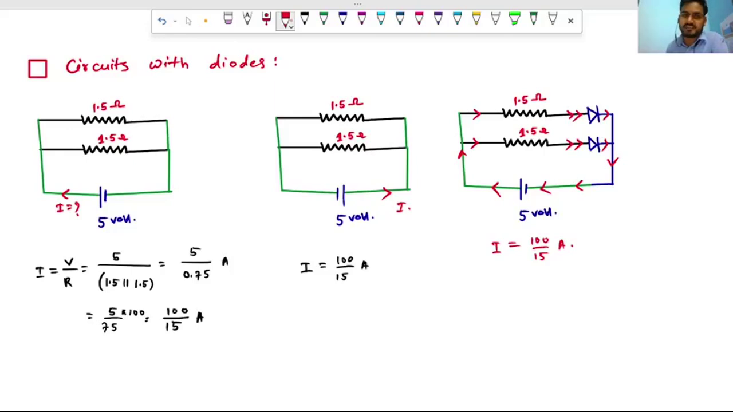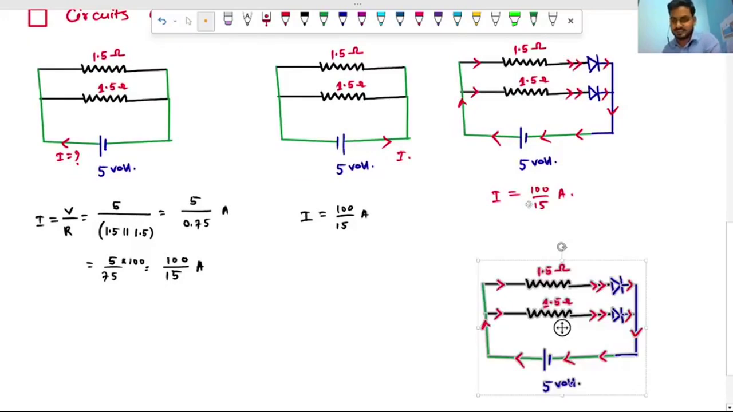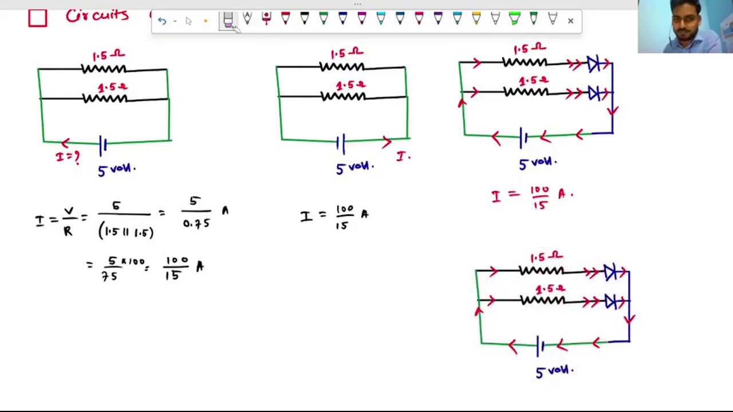Now what we will do now, we will just change the direction of the diodes. Before that, let us erase the arrows. So I erase the arrow. Then we will do what? We'll change the direction of one diode. Let me change the direction. Yes, it is changed. What will happen?